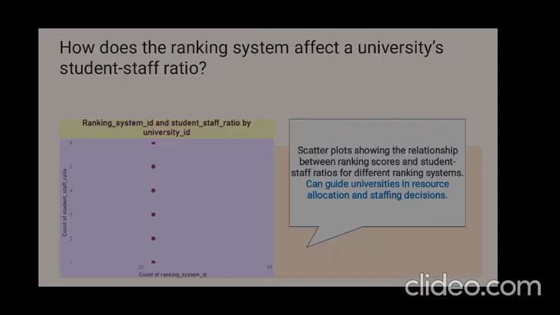It's our next question. How does the ranking system affect a university's student-staff ratio? Here I use a scatter plot showing the relationship between the ranking score and the student-staff ratio for different ranking systems, which can guide universities in resource allocation and staffing decisions.